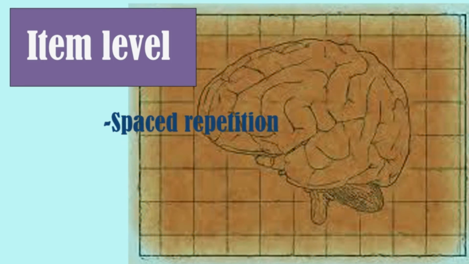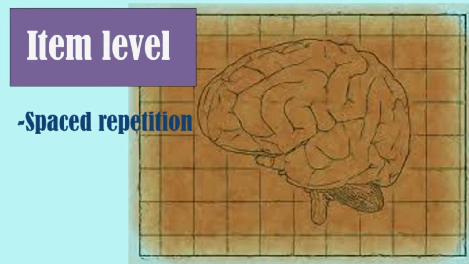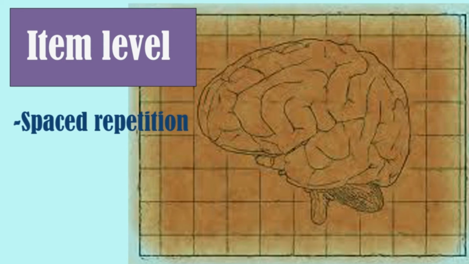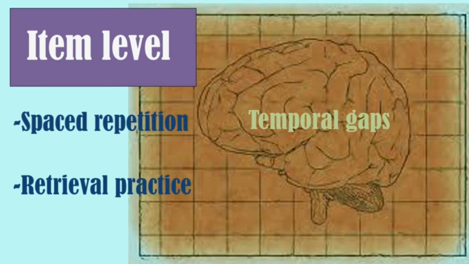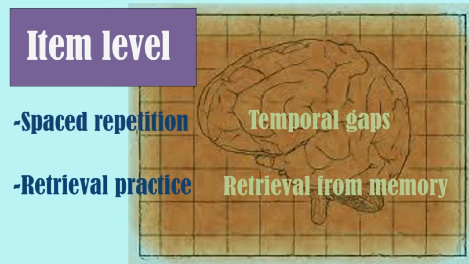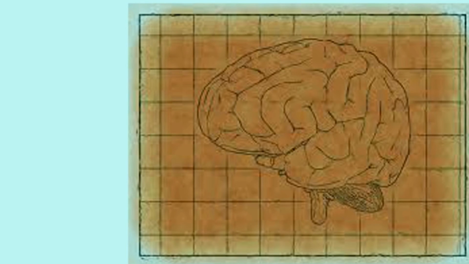Within item level techniques, we can mention spaced repetition, also known as distributed practice or the spacing effect. That is, according to Cepeda, introducing temporal gaps between repeated presentations of the same item. Then we have retrieval practice, also known as the testing effect, in Roediger and Butler. This suggests retrieving learned information from memory instead of restudying it. These techniques could be combined.